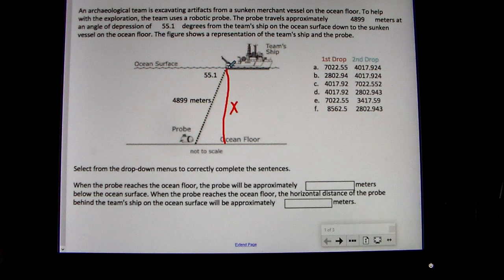So one thing that you need to know is you have to remember parallel lines cut by a transversal. Meaning that this angle up here, 55.1, is the same angle here. This is also 55.1.